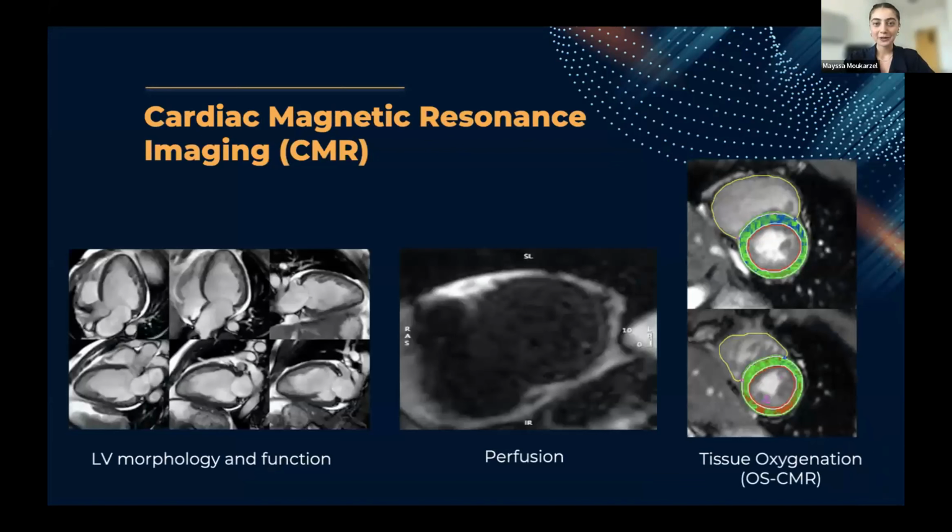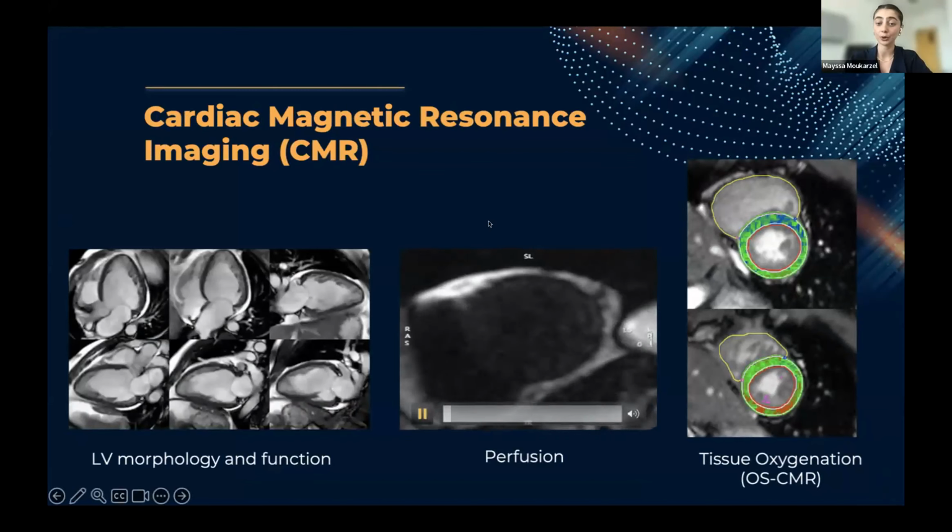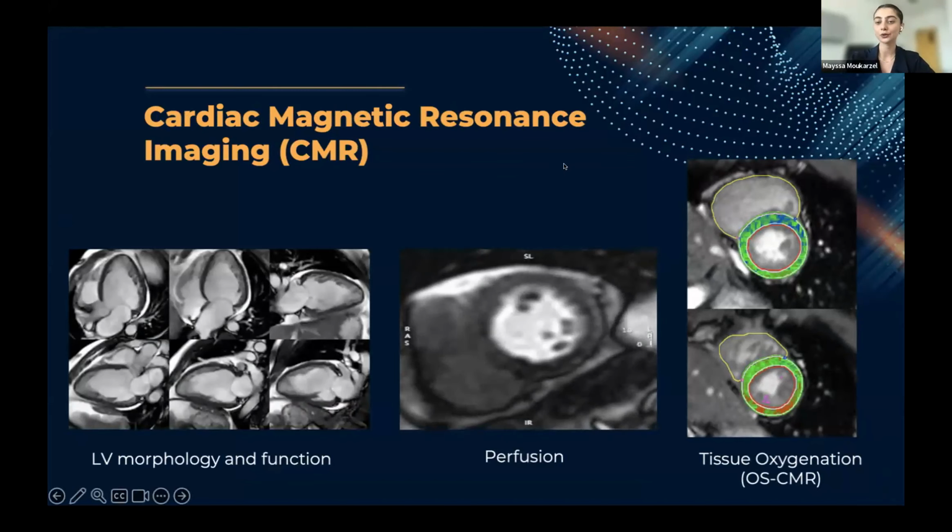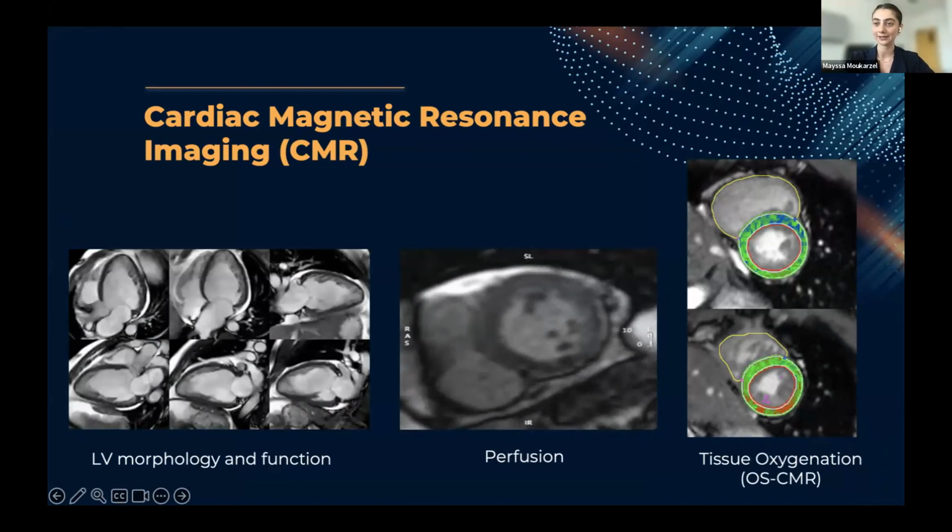As you're all familiar here today, cardiac magnetic resonance imaging is a non-invasive diagnostic tool that makes use of systematic application of radio frequency and a strong magnetic field to observe and obtain high-resolution images of the heart, notably where we can look at morphology and function. We can also look at the blood perfusion, and we can also look at tissue oxygenation with OS-CMR.